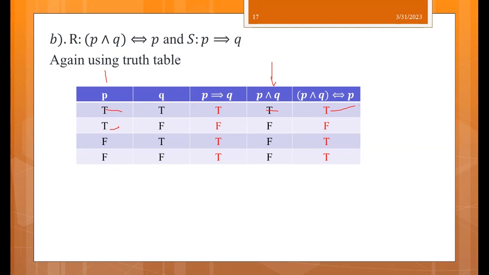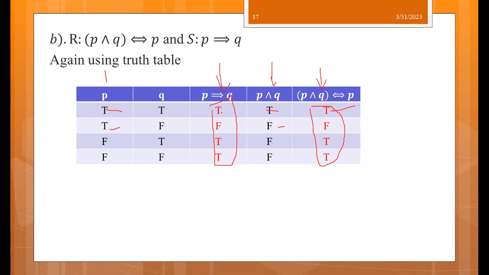Similar for the second one: P is true here, but this one, that's P and Q, is false, so true if and only if false is false, and the rest are true. Therefore, if we look at the last element of this table and compare it with this one, you observe that they have the same truth values, or simply their truth values are identical.